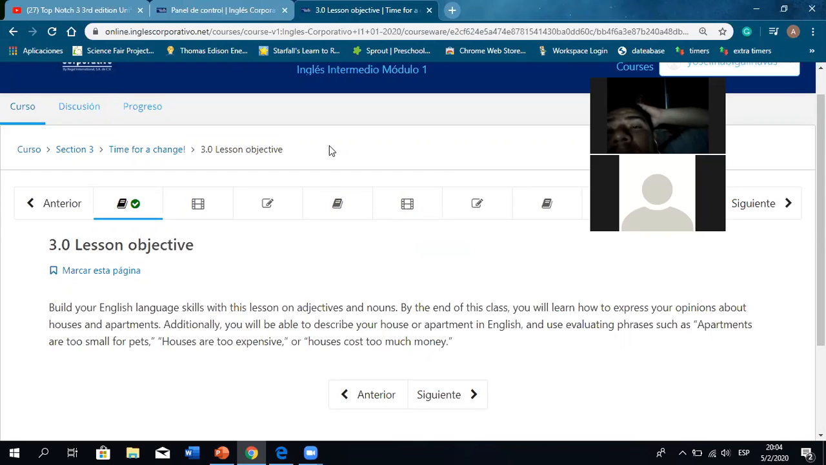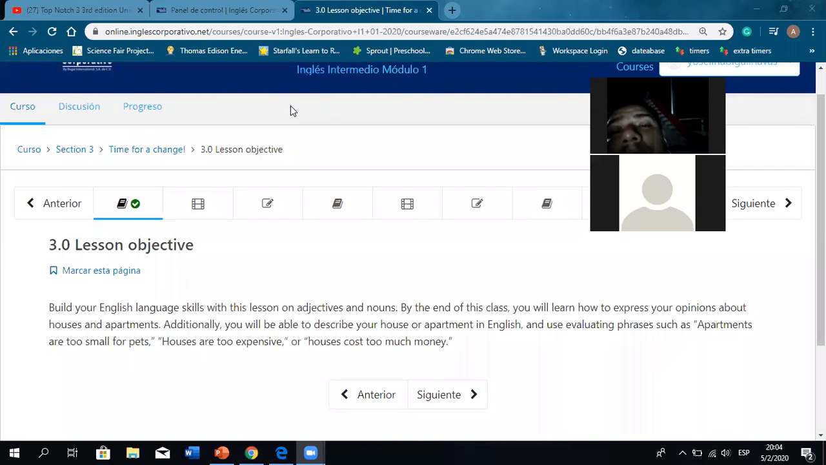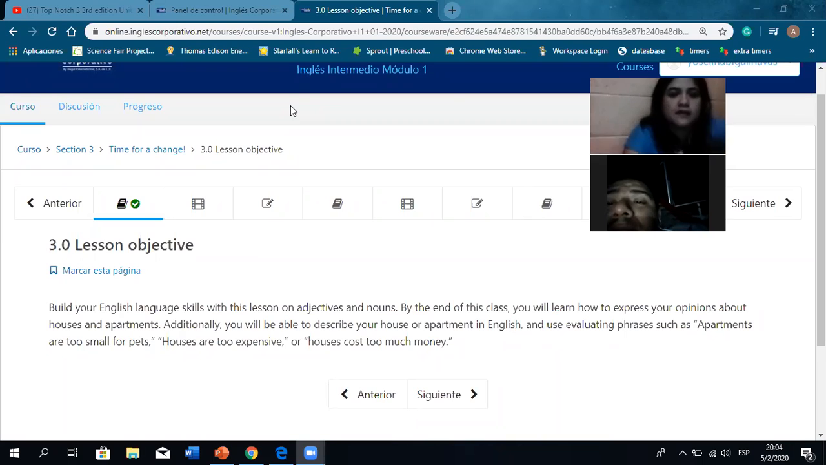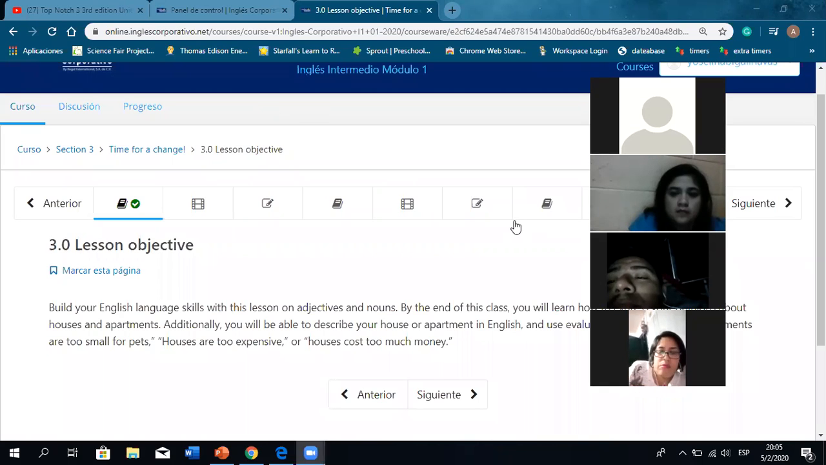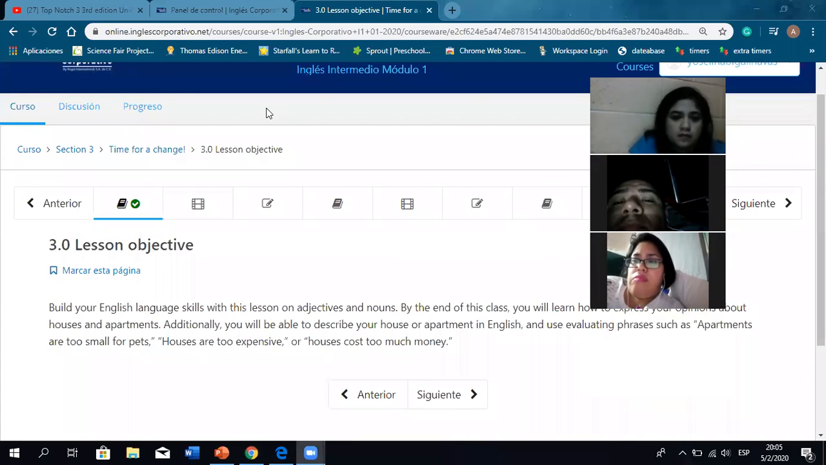Mirna, can you read the objective, please? Okay. Is build your English language skill with the lesson of objective. Tips announced. By the end of this class, you will learn how to express your opinions about houses and apartments. Additionally, you will be able to describe your house or apartment in English and use evaluating phrases such as apartments are too small for pets, houses are too expensive, or houses cost too much money. Okay, very good. Thank you.